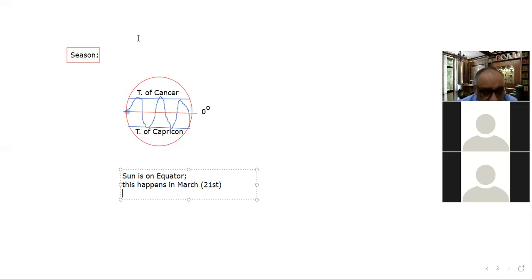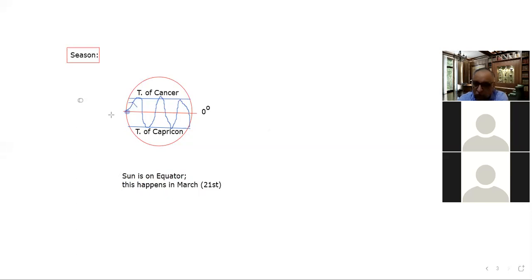Now this is March, the sun is on the equator, and now the sun has started moving towards the northern hemisphere, towards the North Pole. In whichever hemisphere the sun enters, the spring season breaks out.